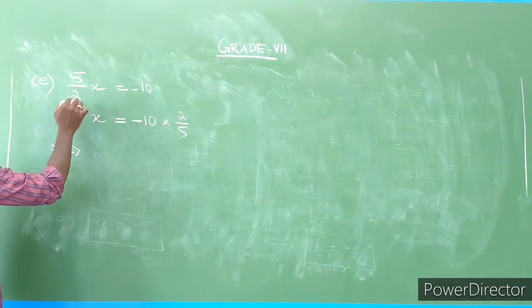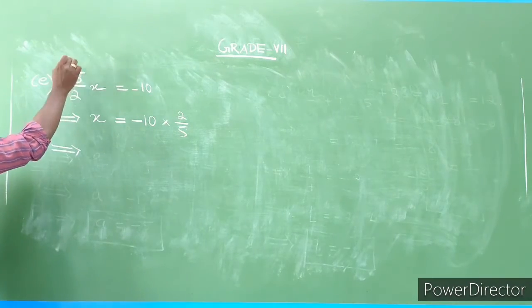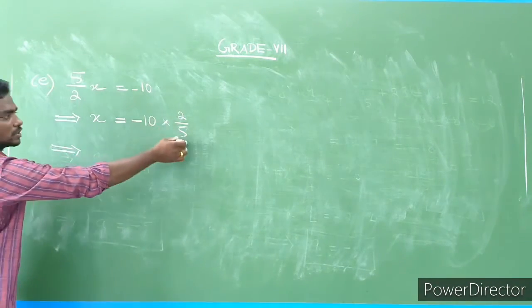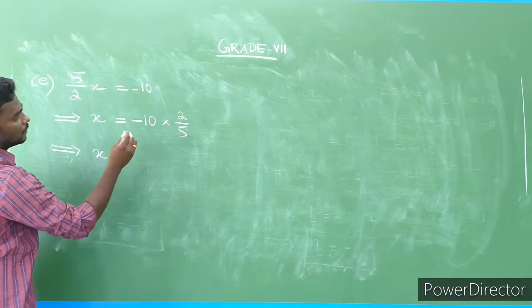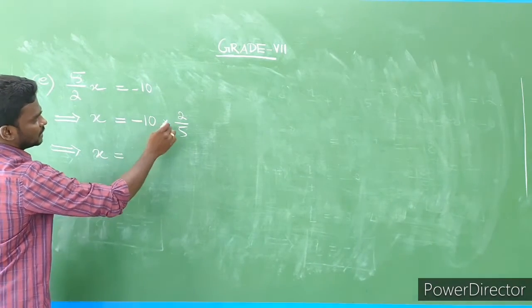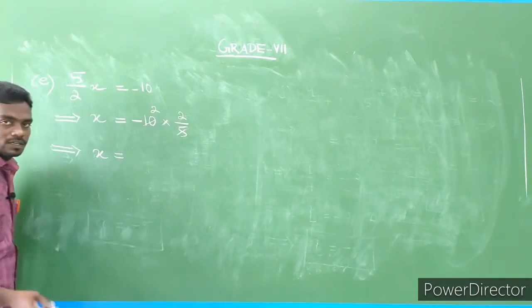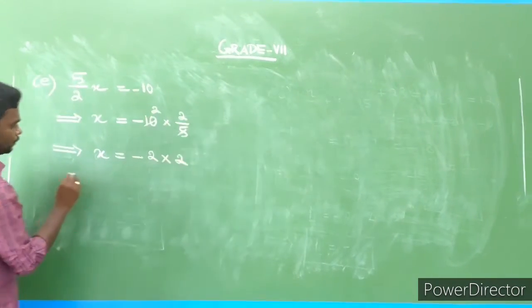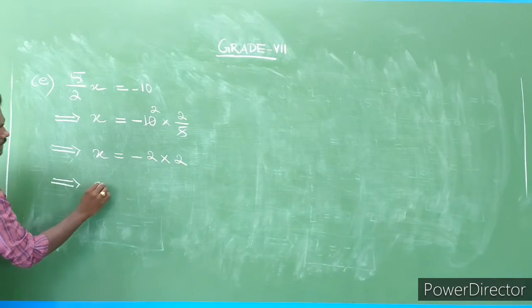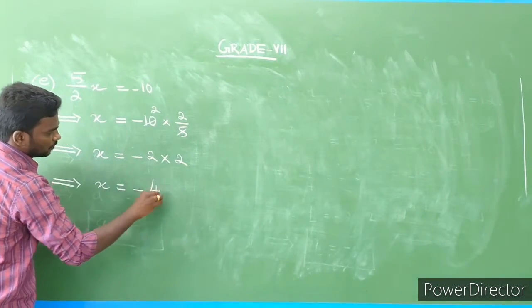That means this 5 by 2 is transposing to the reciprocal of the value, 2 by 5. Otherwise, this 2 is division in the left side, which transposes to multiplication, and this 5 is multiplication in the left side, which transposes to division to the right side. So the value of x is equal to minus 10 into 2 by 5. 1 5s are 5, 2 5s are 10. So minus 2 into 2, implies that x is equal to minus 4.